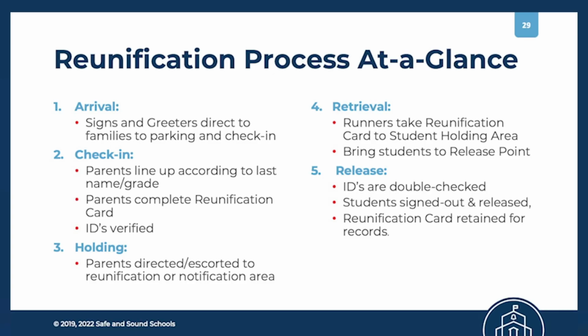Once there, that final check is made. That's where IDs are double checked, students are signed out and released, and reunification cards are checked, finalized, and retained for records. So that's the basic, at-a-glance review of this process. There are a couple of different ways to look at it. We talked about how flow is important, whether it's the flow of cars arriving or the flow inside of your actual reunification.